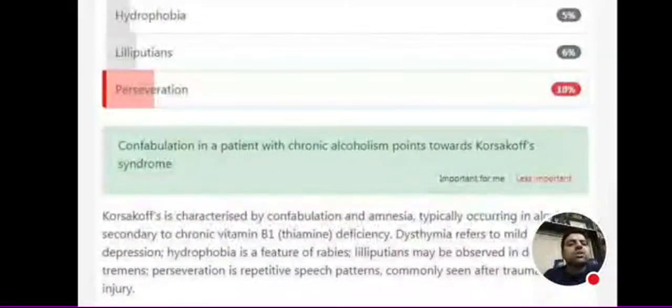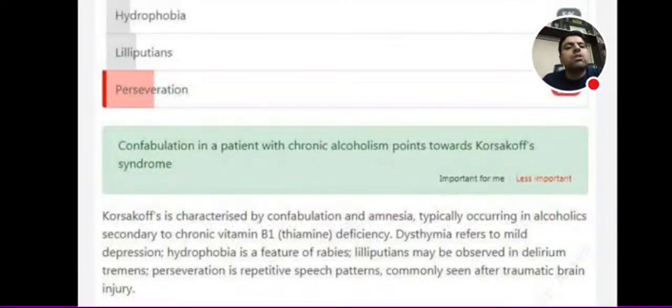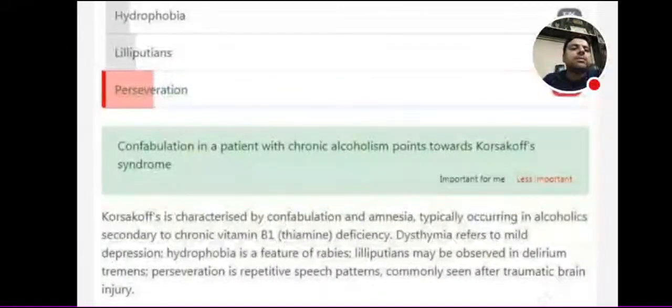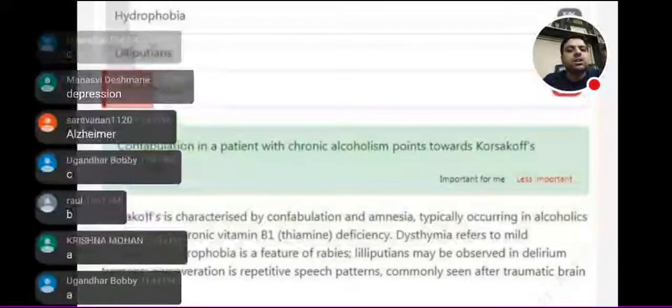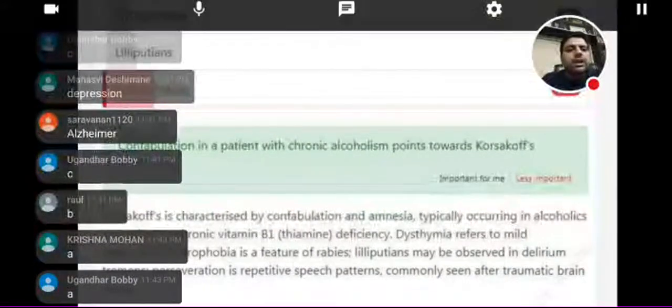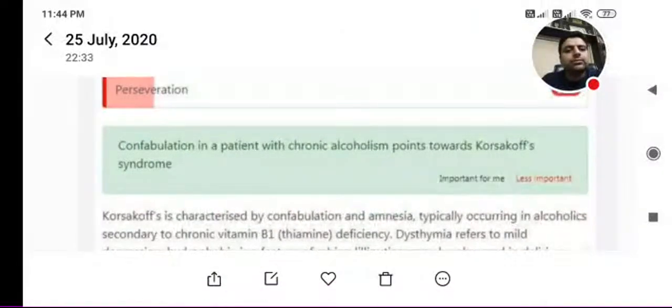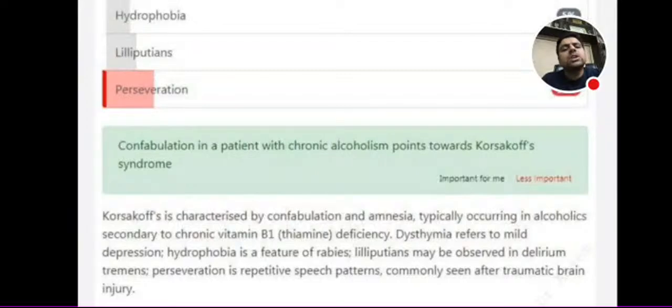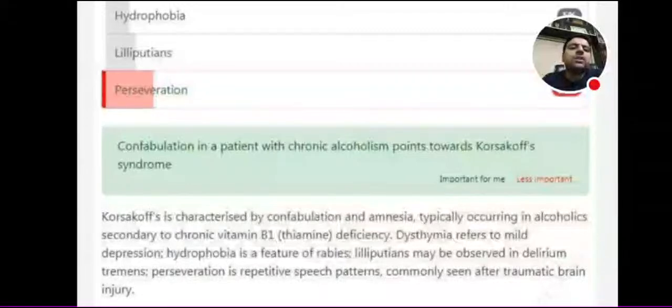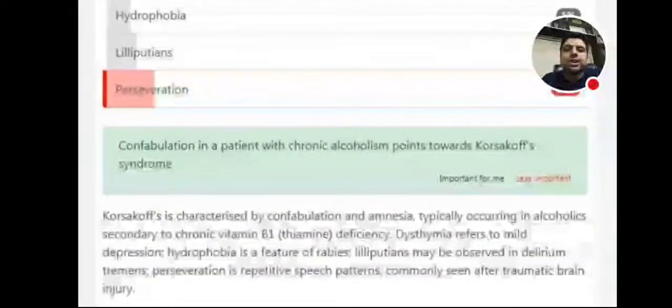Let's discuss. Confabulation in a patient with chronic alcoholism points towards Korsakoff syndrome. Korsakoff is characterized by confabulation and amnesia, typically occurring in alcoholics. Yeah, Bobby, you are right. It is secondary to chronic vitamin B1 thiamine deficiency. Dysthymia refers to mild depression. Hydrophobia is a feature of rabies. Lilliputians may be observed in delirium tremens. Perseveration is repetitive speech patterns commonly seen after traumatic brain injury. Okay.